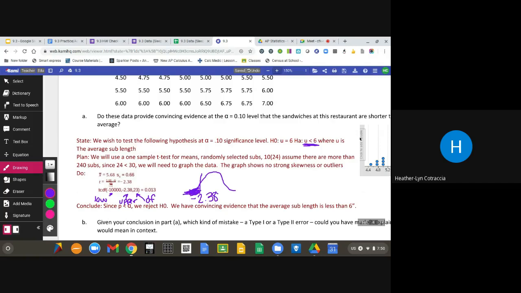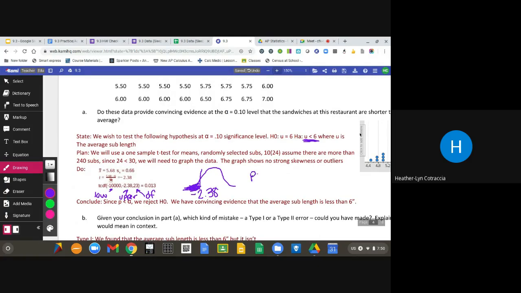Now you just compare that p-value with your alpha. So p, which equals 0.013, is less than alpha, which equals 0.10. If p is small, you reject the null. So since p is less than alpha, we reject the null. If you reject the null, you're going to say, we have convincing evidence that the average sub length is less than 6 inches.